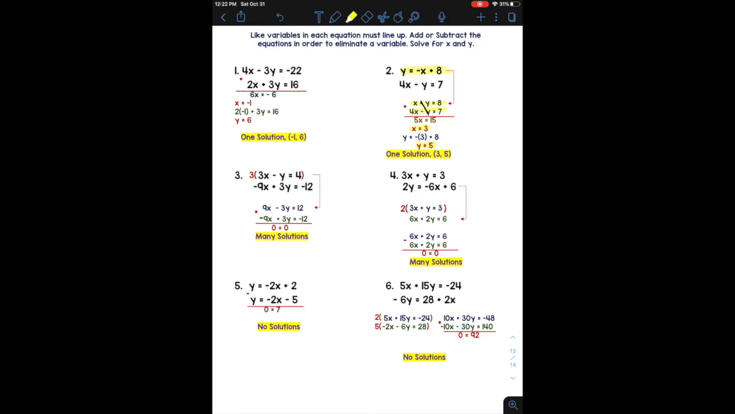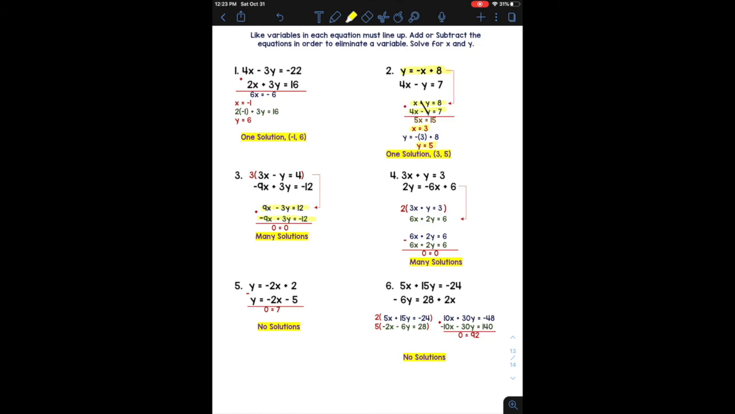In number 3, the like terms did line up with each other. However, we couldn't immediately add or subtract in order to eliminate a variable. So what you had to do is look for a number you can multiply one or both of the equations by, so that the coefficient for one of the variables are either the same or opposite, so adding or subtracting would eliminate.